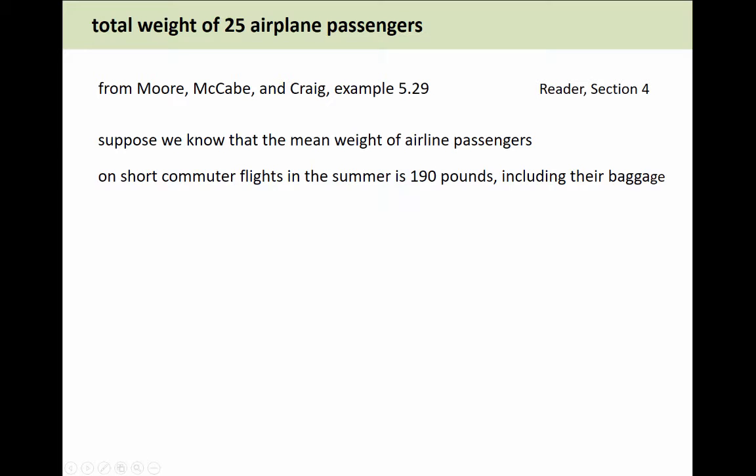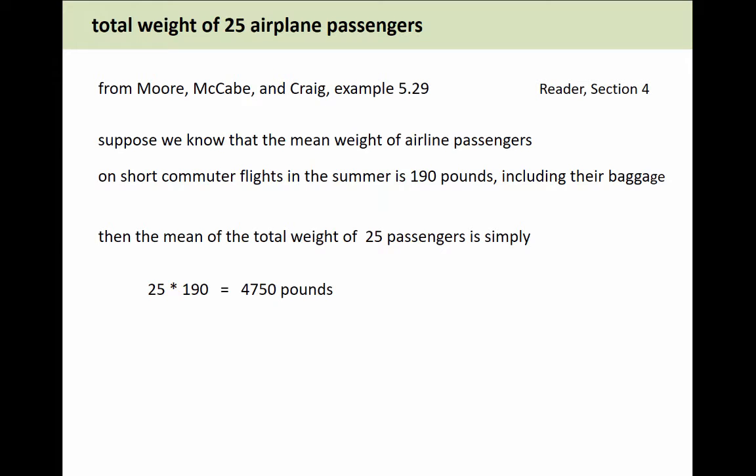So suppose we know that the mean weight of airline passengers on short commuter flights in the summer is 190 pounds, including their baggage. Then the mean of the total weight of the 25 passengers by the formulas we've worked out is simply 25 times 190, or 4750 pounds. This is a number that might be of interest to us if we needed to do fuel calculations for a small plane based on the weight of the anticipated passengers.